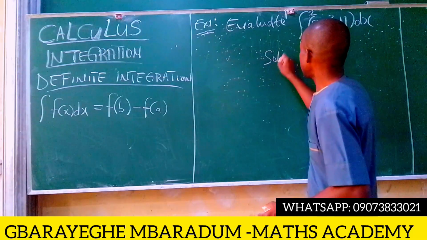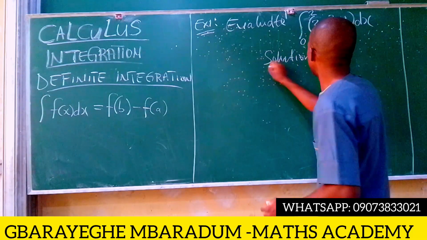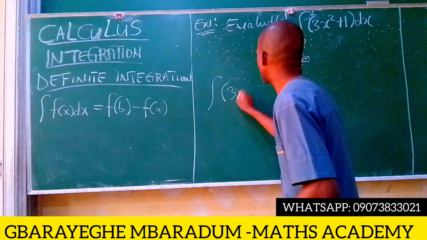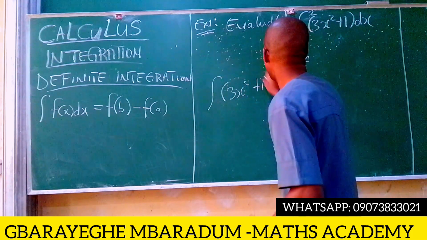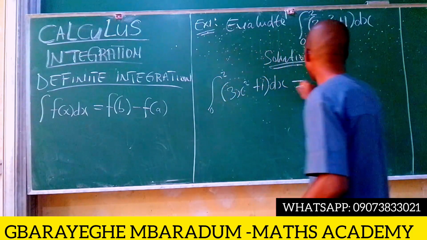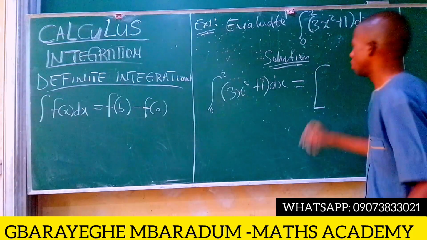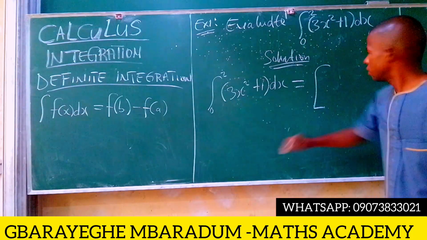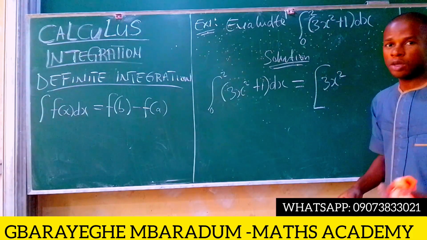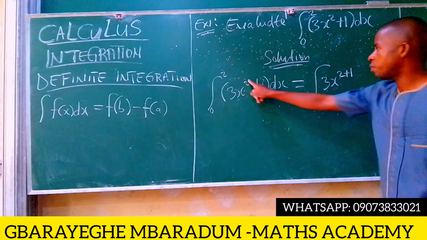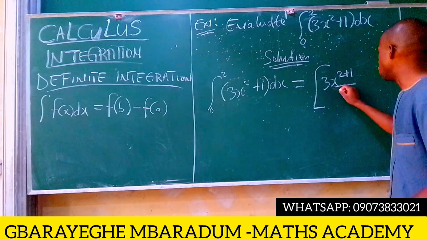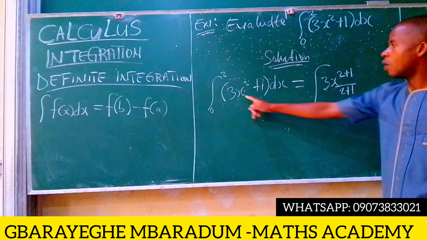Solution. Now we have the integral of 3x squared plus 1 dx from 0 to 2. Now this becomes equal to, let's integrate this function. You have 3 here, right? x to the power of 2. You know that in integration we add 1 to the power, right? So plus 1 to this power. Then you bring that power plus 1 down also, which is 2 plus 1. We are done with this one.